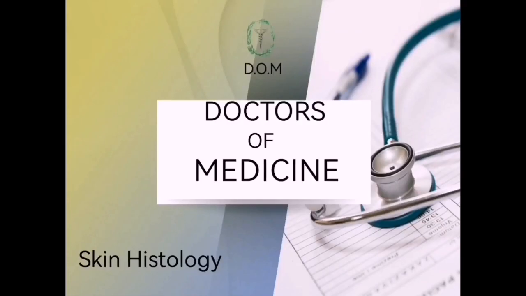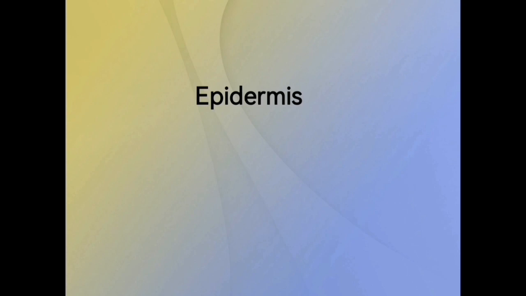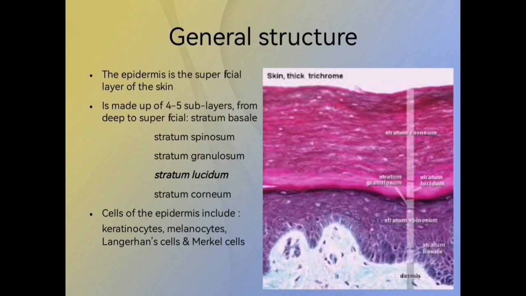Okay, so in this video, let us now look at the epidermis. Recall that we have two main layers of the skin: the epidermis, which is the more superficial, and the dermis, which is the deep layer. In this picture, you can see the epidermis begins from this layer upwards, and the dermis is the lightly staining layer, which goes downwards.